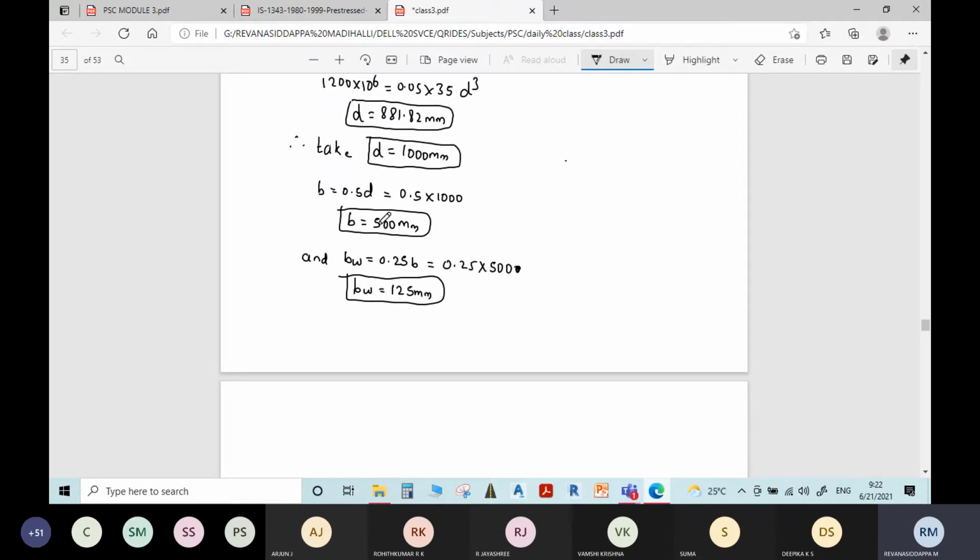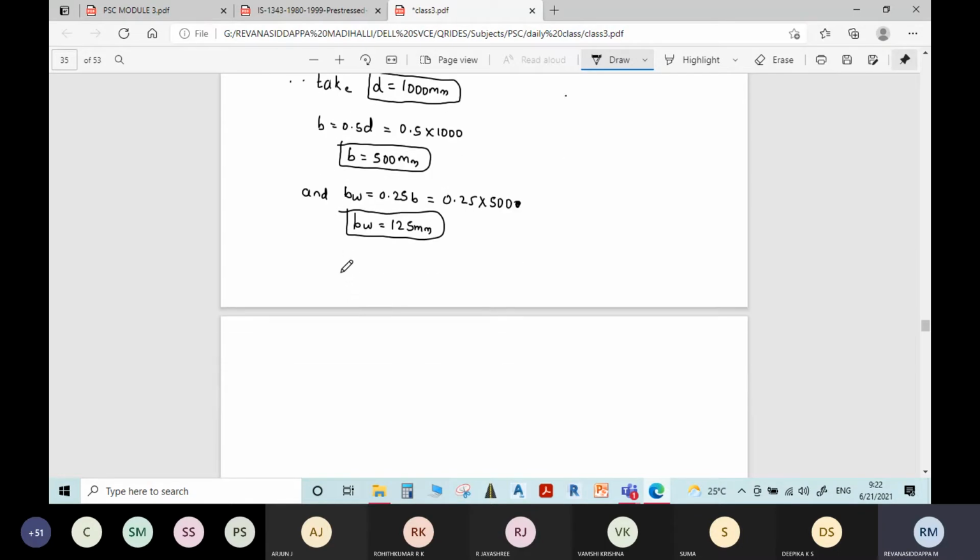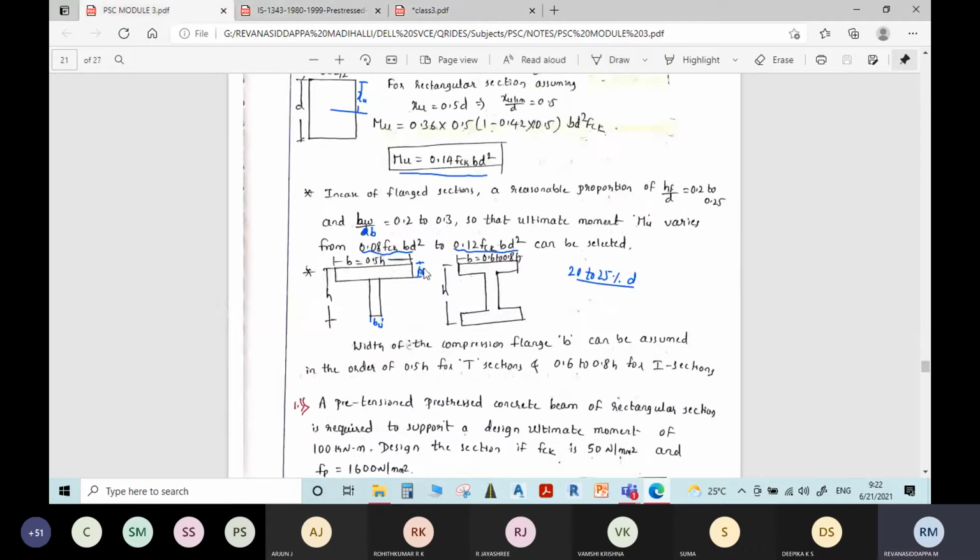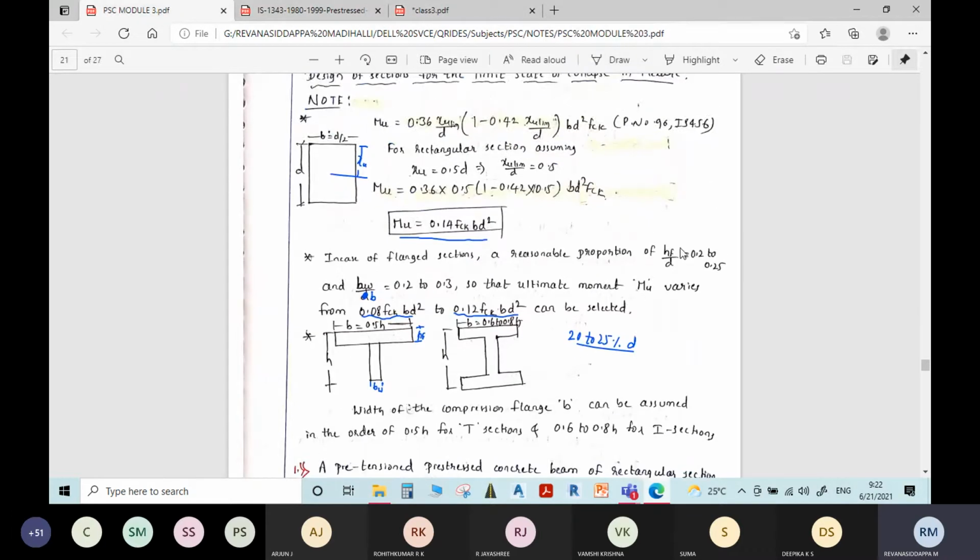Now we came to know about width of the flange. We came to know about depth of the beam. Then width of the web is known. Okay. Then what else is remaining now? Depth of the flange we have not yet fixed, right? Depth of the flange is not yet fixed. Let us see the guidelines. Depth of the flange, that is height of the flange.